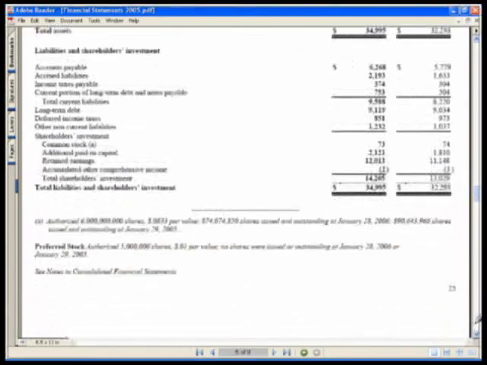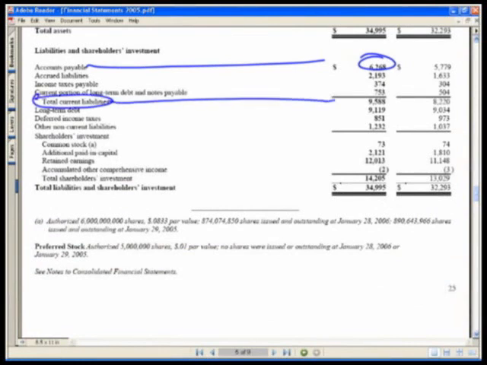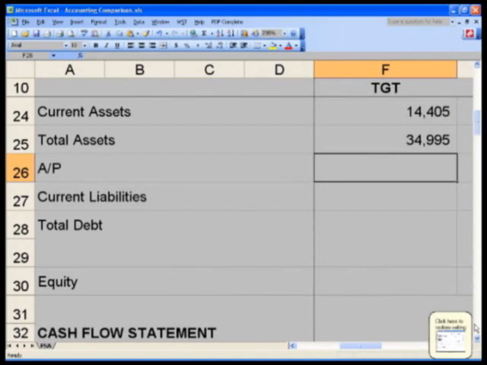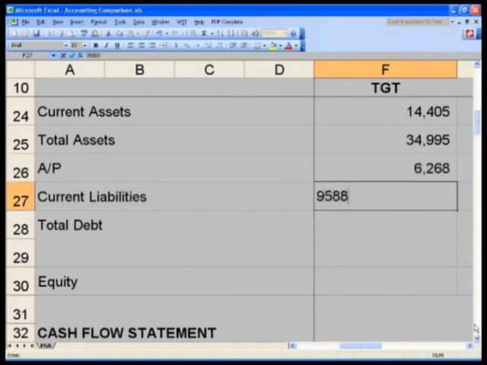On our accounts payable, we quickly flip back to our balance sheet here. We'll look at this and say, oh, here's our accounts payable, 6268. We would then look at our current liabilities. Our current liabilities is right here, a little bit hidden, 9588. Our equity amount, total shareholders investment, is 14205. Let's put those three numbers in there real quick, and then we'll look at our debt calculation. Again, let's look at accounts payable, 6268.